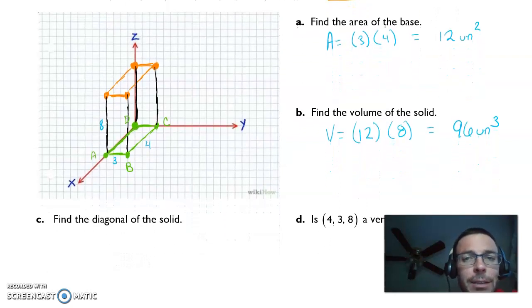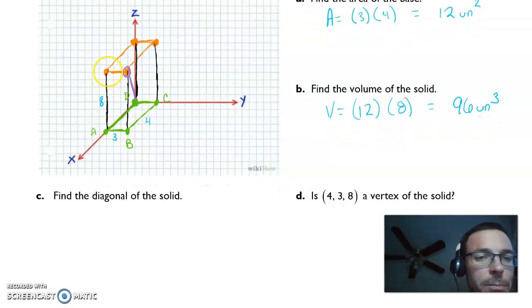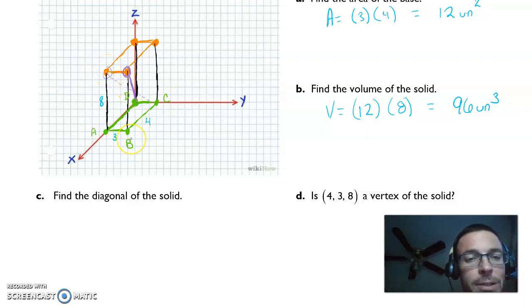Finding the diagonal of the solid. At that point, what we're really looking to discover is you can pick any point on the top base and find the diagonal through the solid, remember. So if I'm going to choose, let's say, this point here, I want to find the distance to this point over here diagonally through the solid. If I would have picked this point here, I would have found the distance through the solid to point C. Okay, so any two points are going to have that same distance though.